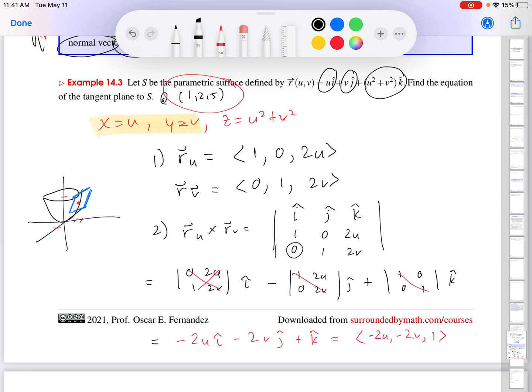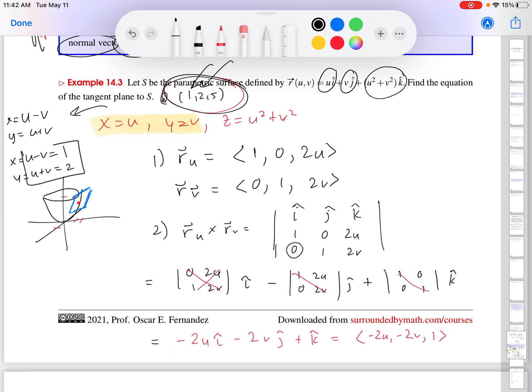For example, what if instead of x being u, x was u minus v, and y was u plus v? Then, because we're interested in this point, we would set x, which is u minus v, equal to 1, because that's the x value, and we would set y, which is u plus v, equal to 2, because that's the y value. And then I would solve this system for u and v to get the u and v values that correspond to this point that I want to calculate the tangent plane at.